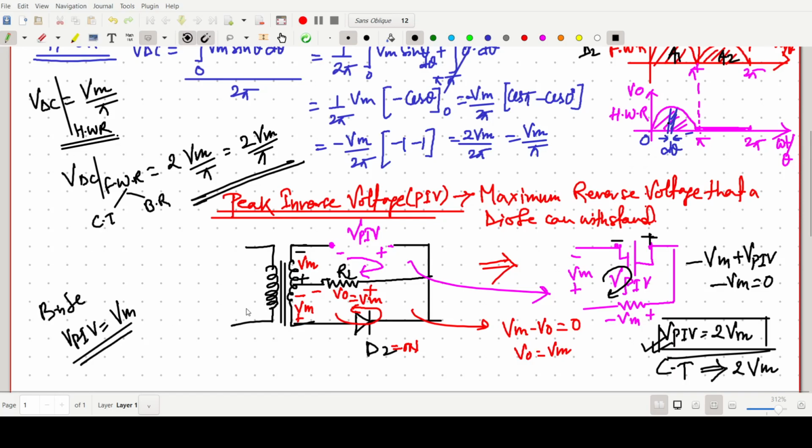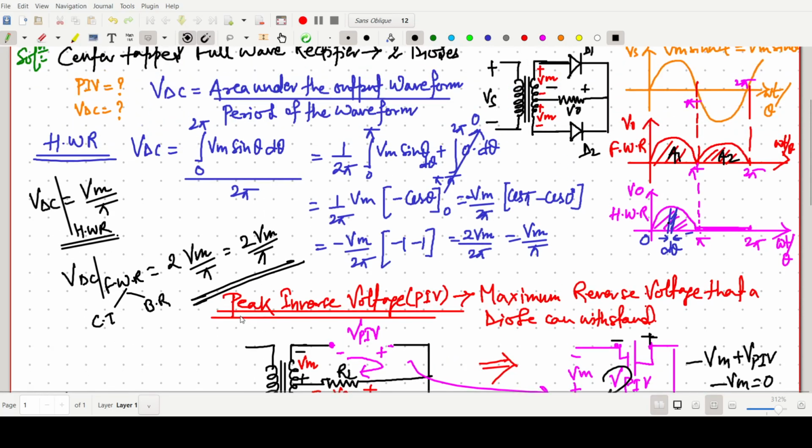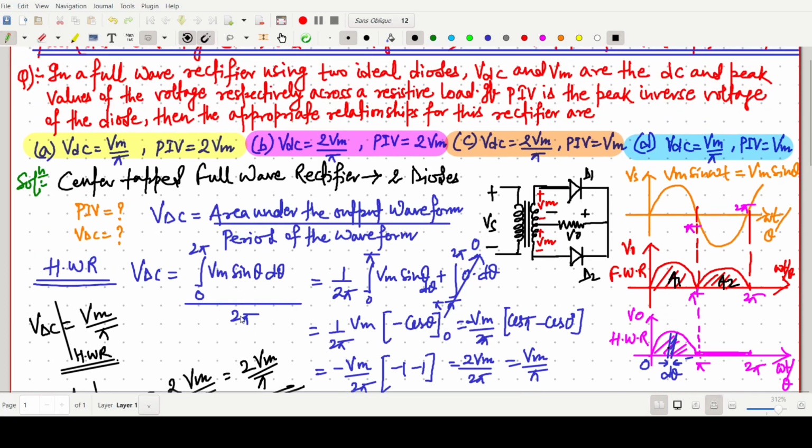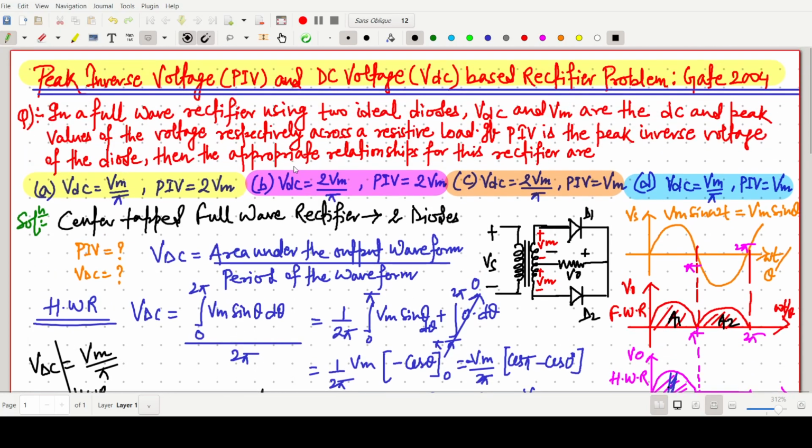Now we have to go to the options. The full wave rectifier using two diodes is the center tap, so VDC will be 2 Vm by pi for any center tap. These two options have 2 Vm by pi, and PIV for the center tap is 2 Vm. So option B will be the correct answer. Option B is the correct one. Okay, clear? So this is all about this question.